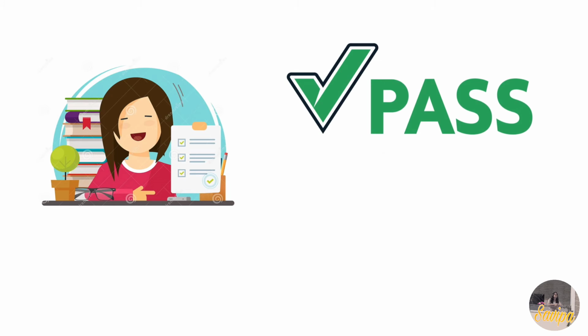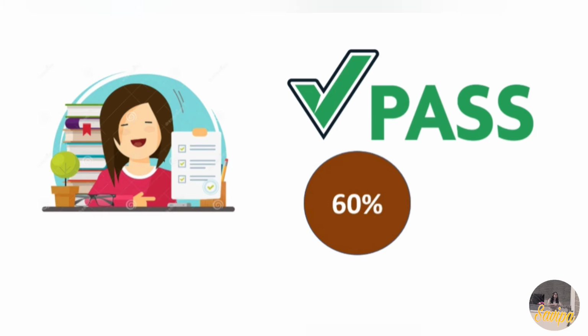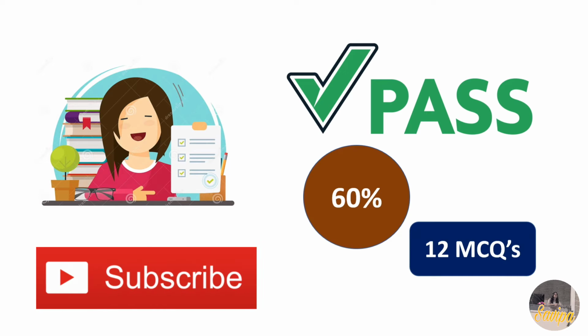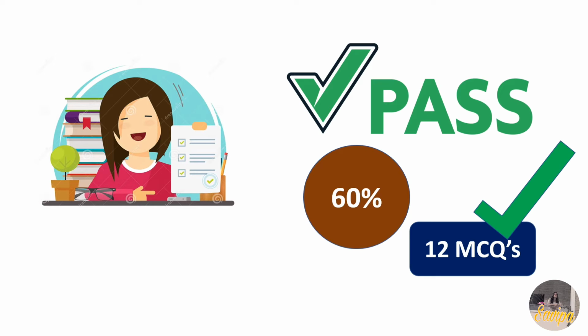So guys, the next thing is your passing score. How do you pass this primary assessment exam? The passing score is 60%, guys. In your first attempt, the passing score is 60%. 60% means you have 20 MCQs in total, right? Out of that, if you write correct answers for 12 MCQs, then you have passed. You got 60% secured.